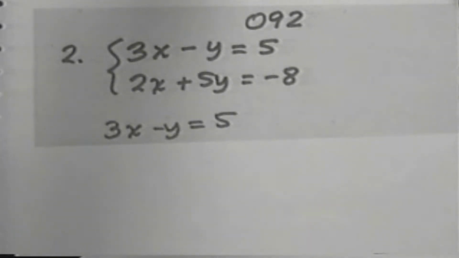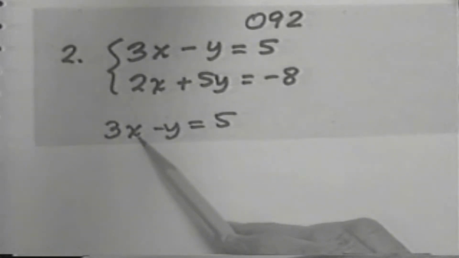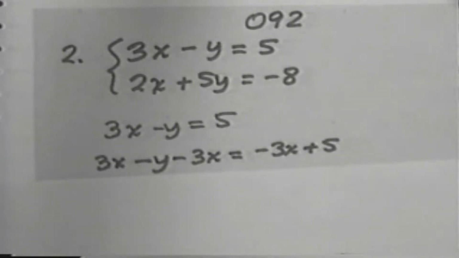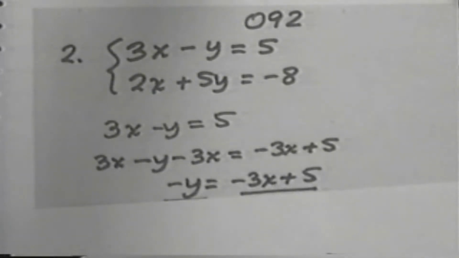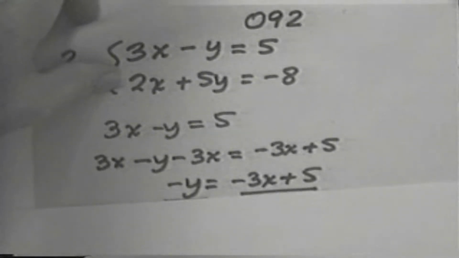We can begin by subtracting 3x, or adding its opposite. So we have 3x subtract y is equal to 5, changing to 3x subtract y, subtract 3x, is negative 3x plus 5. Remember that subtracting 3x is the same as adding its opposite. The 3x subtract 3x cancels, leaving you with the opposite of y. And on the right-hand side, negative 3x plus 5. Now the understood coefficient of y is negative 1. To get y by itself, we divide by negative 1.